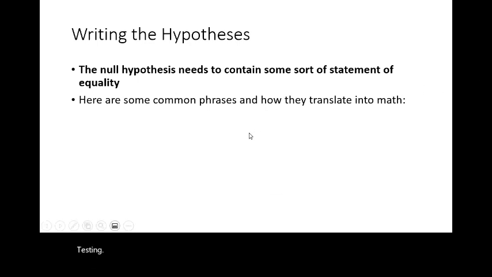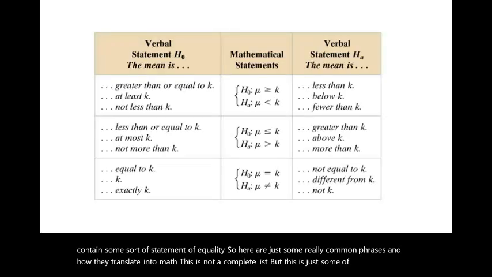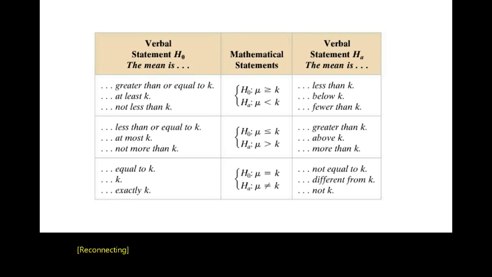So then, remember, when you're writing your hypotheses, the null hypothesis always needs to contain some sort of statement of equality. So here are just some really common phrases and how they translate into math. This is not a complete list, but this is just some of the key words to look for. So here are a bunch of ways to say greater than or equal to. We can say greater than or equal to. At least, remember, is another really common mathematical way of saying greater than or equal to.